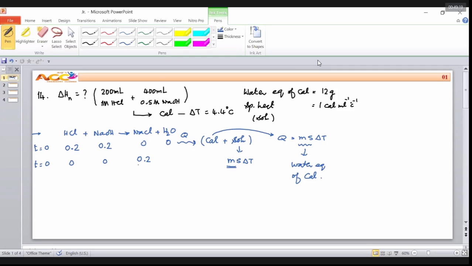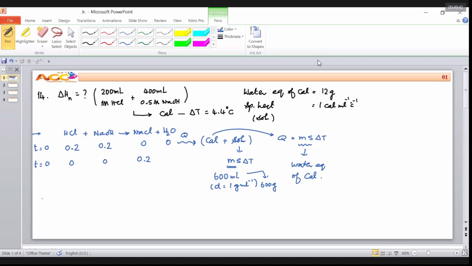What is mass? 200 ml plus 400 ml, 600 ml. Sir, he is asking about mass. Density is given in the question. No problem. From our pocket, we'll remove one thing. Density is taken as 1 gram per ml. Therefore, this mass now becomes 600 grams.